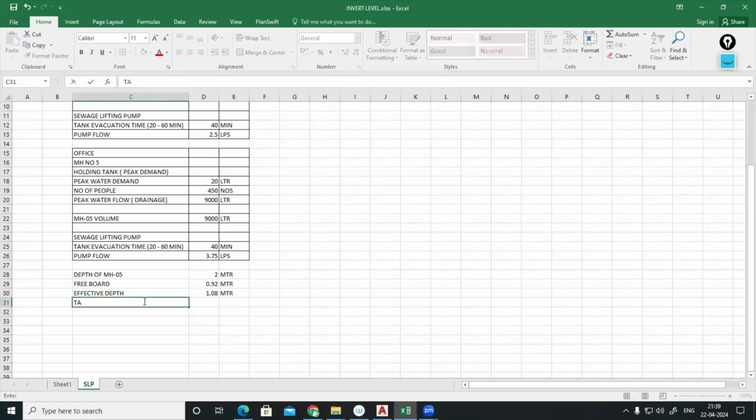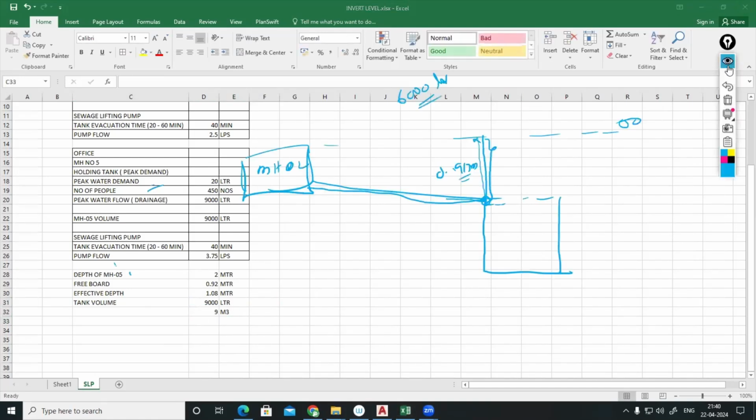Now we can find the tank area. Anyhow, tank volume, let's say if it is FAB, we are having 9,000 liter. How much meter cube is it? Liter divided by 1000, so we need 9 meter cube. Now you can find your tank area. L into B into (H minus X) is equal to 9 meter cube. L into B is equal to the tank area. H minus X, we know that is 1.08. Accordingly, the other dimensions you can find, right?